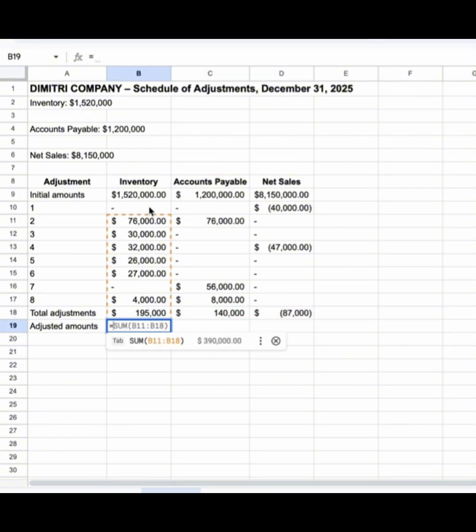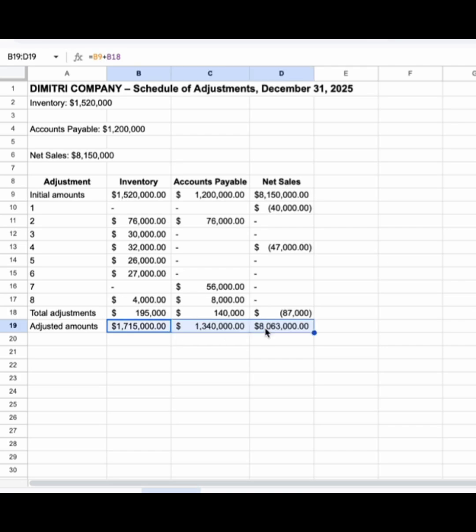Adding those to the starting balances gives us inventory of $1,715,000, accounts payable of $1,340,000, and net sales of $8,063,000. So that's the corrected year-end adjustment schedule.